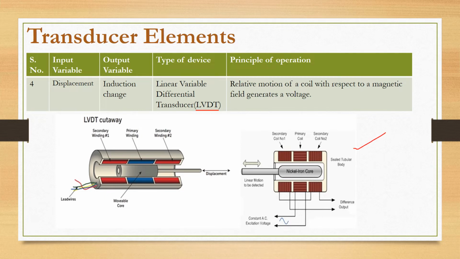So we have a primary winding in between, and then we have two secondary windings, and in between we are having an iron core, a soft iron core, which is a movable one.